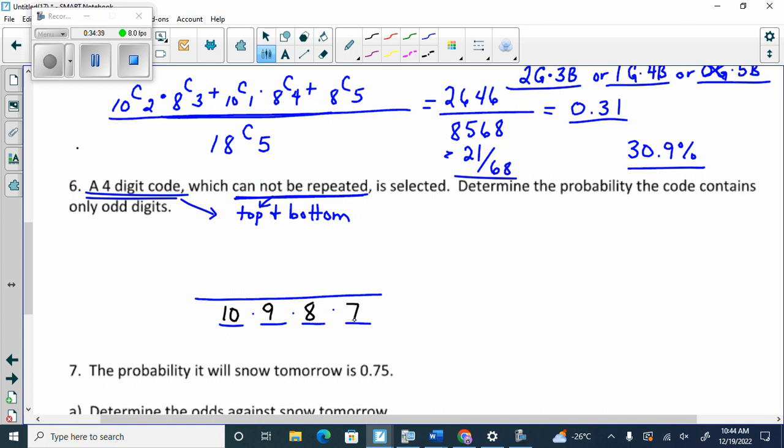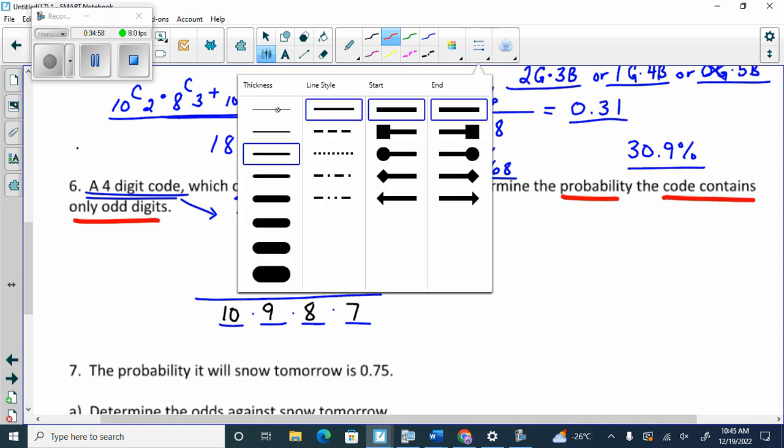We agree? If you remember that, these perms and coms questions are not ridiculously hard. What comes before the word probability affects the bottom and the top, technically. But you can do the bottom right away. And then you go to the probability and maybe it gives you more rules. Determine the probability that the code contains only odd digits. Okay, cool, that affects the top.